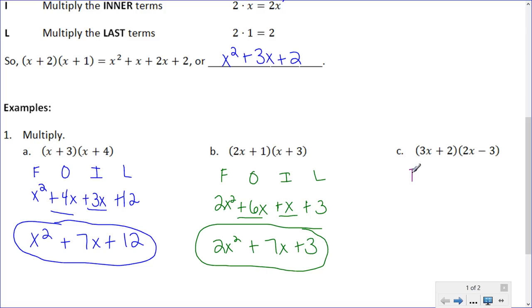Okay, so for the first, we have 3x and 2x. 3 times 2 is 6. X times x is x squared. So this is 6x squared.